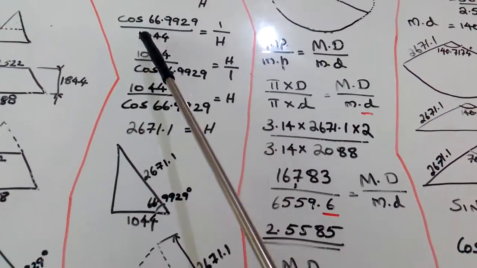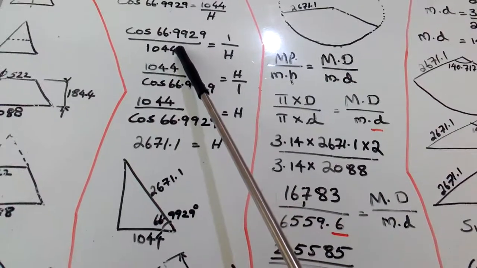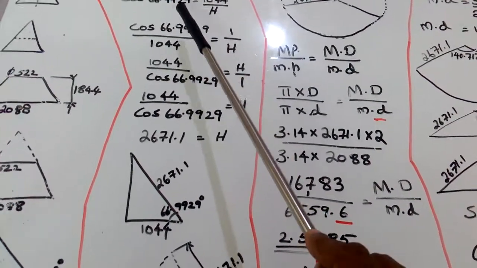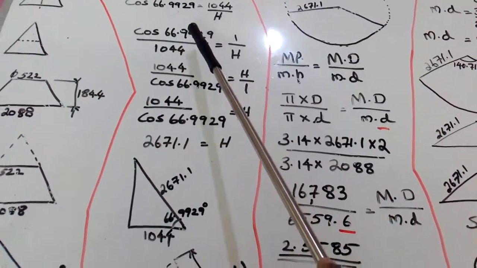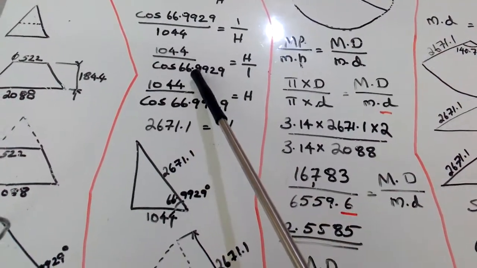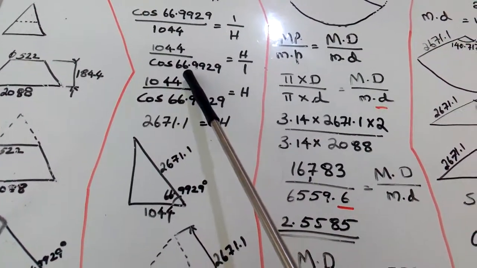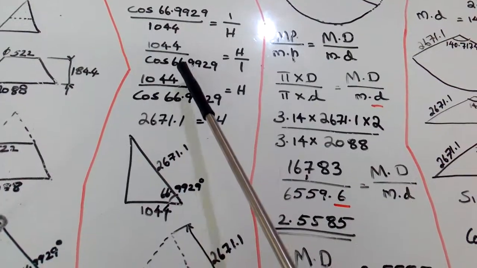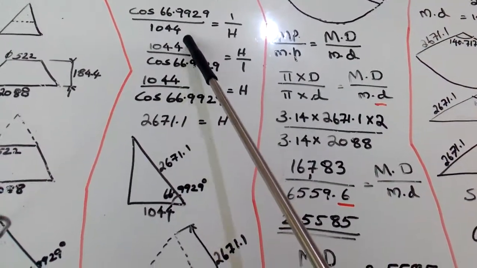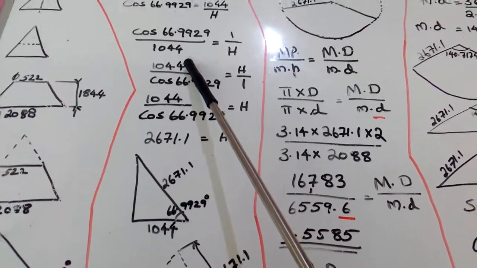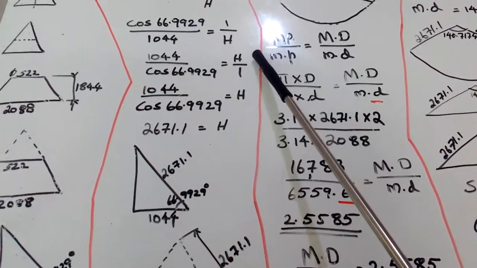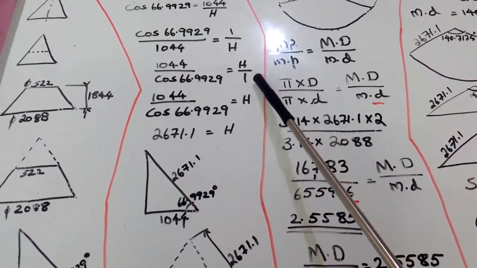operation we have to do in left side also. It means 1044 has to reach in top side and cos 66.9929 has to reach in bottom side. I have written it here. It has been turned from top to bottom, and another measurement has reached here from bottom to top. Same thing happened here also. 1 by h has become h by 1.